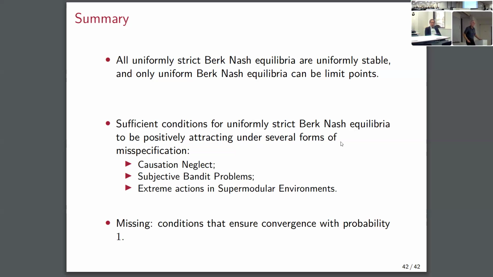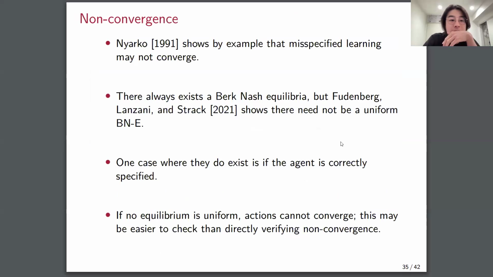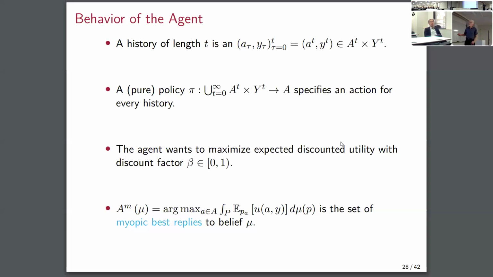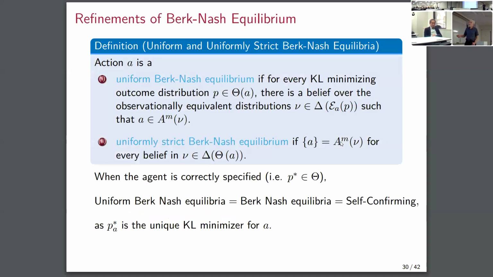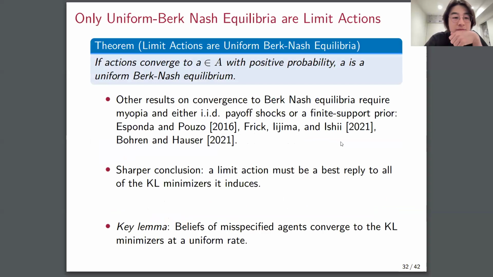Okay, so I said, may I ask a question? Of course, please do. Will you please go back to the slide on the theorem of uniform Berk-Nash, not necessarily strict? I will. I have to find it. You let me know. You mean this one? No, the theorem. This theorem? This one. So this says that the limit, so the action converging to A with positive probability, is a uniform Berk-Nash, but can I confirm whether the converse is not necessarily true, or it's just not proved? I mean, is there a counterexample of a uniform Berk-Nash equilibrium that is not a limit?